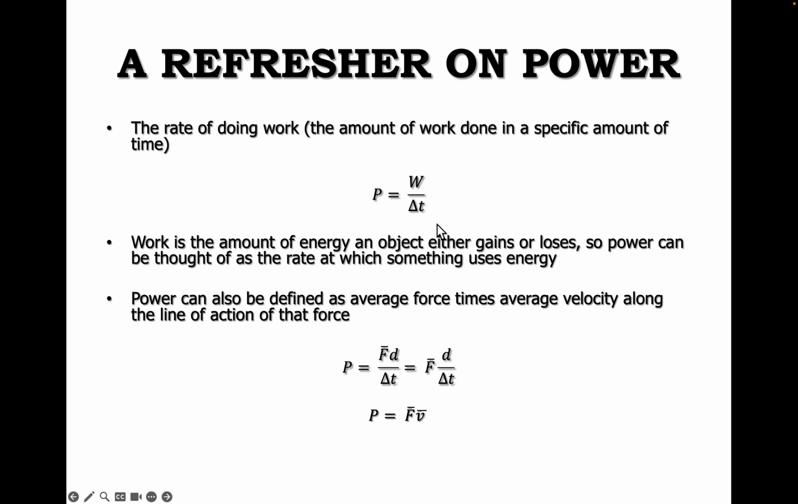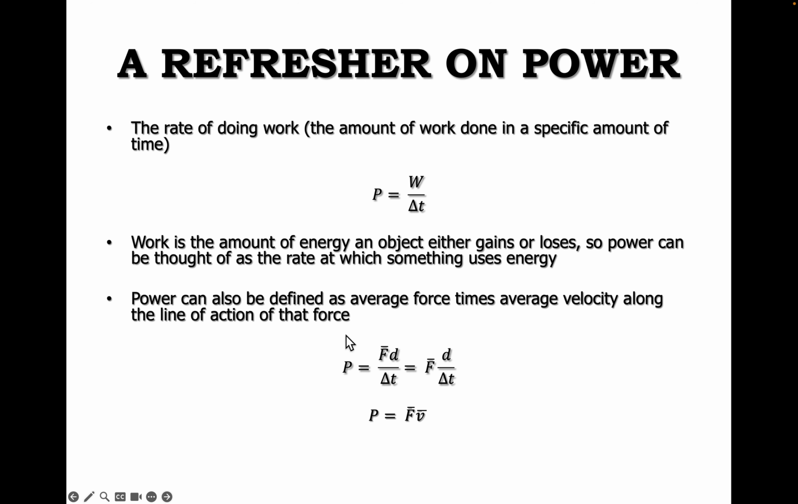Now, real quickly here, let's review power. Power is the rate at which we do work. Essentially, W, the amount of work, divided by the change in time. And remember, we can think about work as the amount of energy an object either gains or loses. So we can think of power as the rate at which something uses energy.